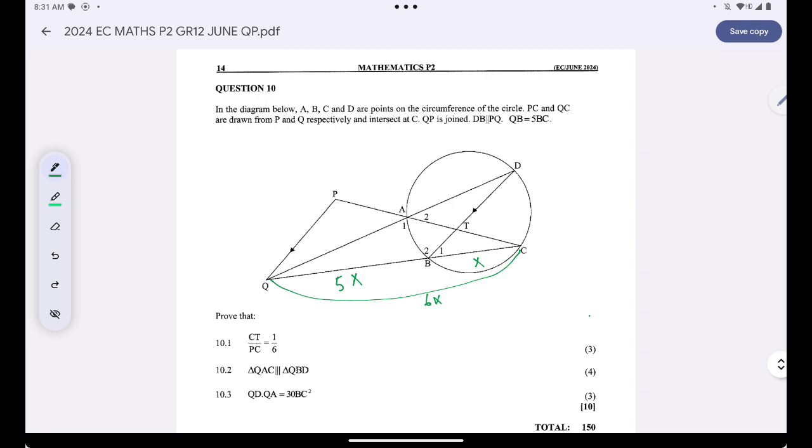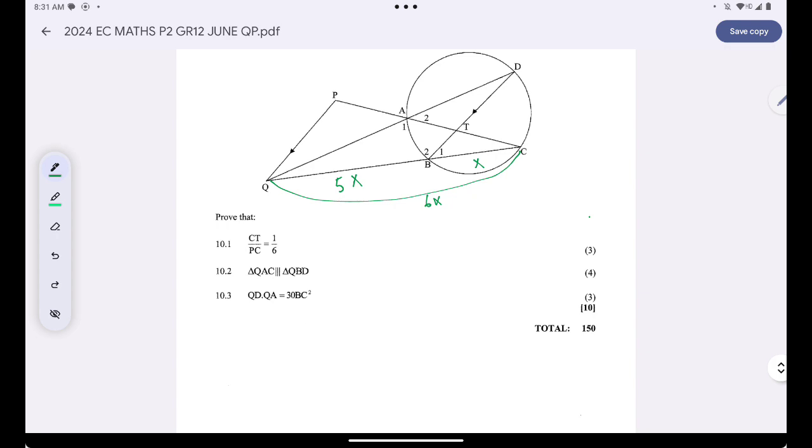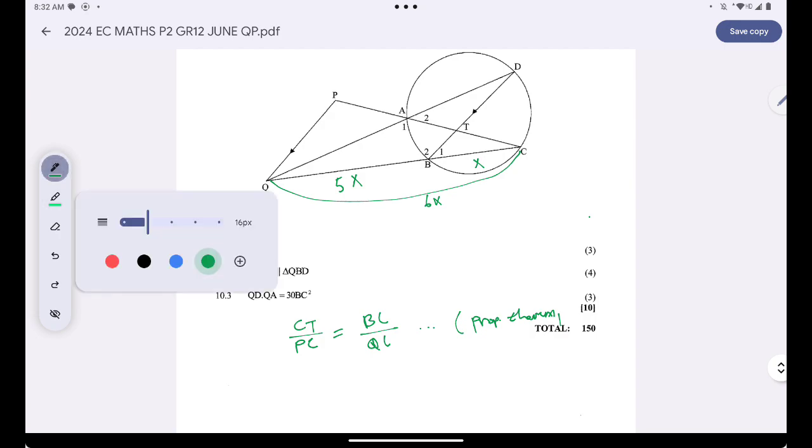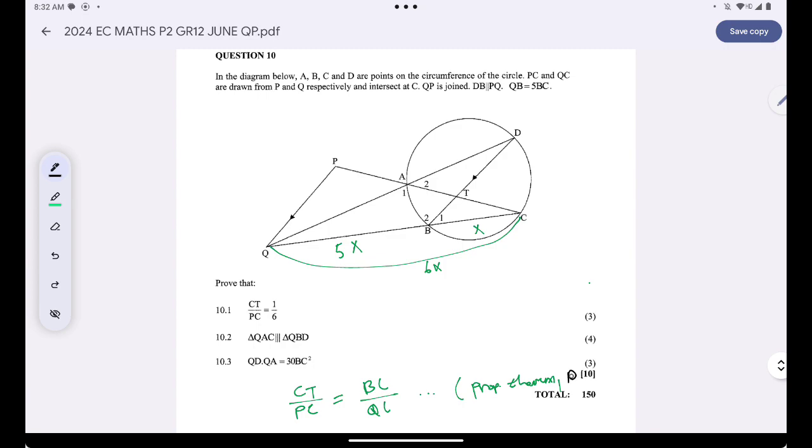Okay. Now I'm supposed to prove that CT over PC is equal to 1 over 6. I know for a fact that CT over PC is equal to PC over QC. This is true because of the proportionality theorem, and that theorem exists. Why? Because line DB is parallel to line PQ.